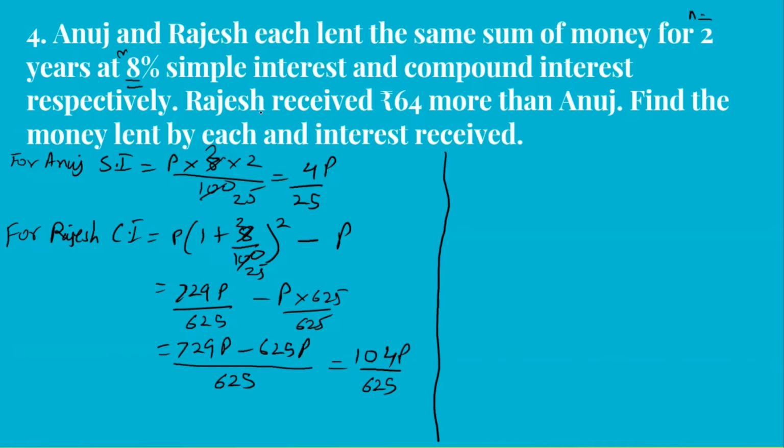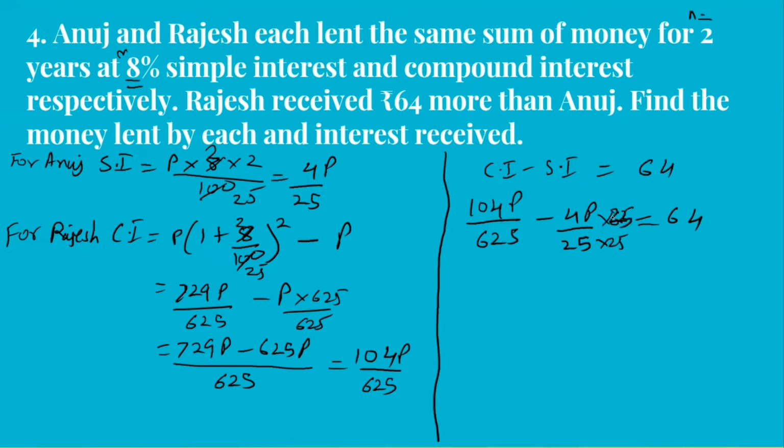Right? Now for the Rajesh received rupees 64 more. So compound interest minus simple interest is given as 64. So we have 104P upon 625 minus 4P upon 25 is equal to 64. So let us take LCM. 25 into 25 is 625.